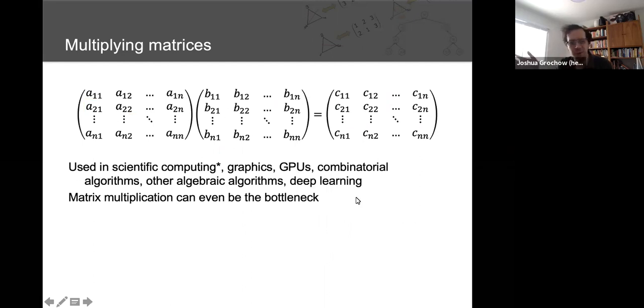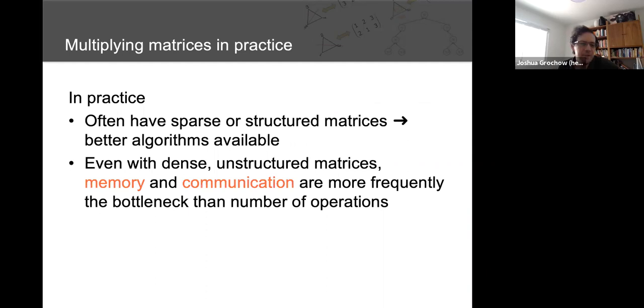Okay, motivation, yeah, this comes from all over the place. When we write grant applications, we say, oh, this is used in all of these things. That's actually true, and matrix multiplication can even be the bottleneck, but there are a few things. First, in practice, you often have sparse or structured matrices. And for those, you often have much better algorithms, right? So this n cubed thing is just not relevant, because you can do it in linear time if you have highly structured matrices. The other thing is, even for dense and unstructured matrices, the number of operations is actually less of a bottleneck in practice than things like memory and communication.